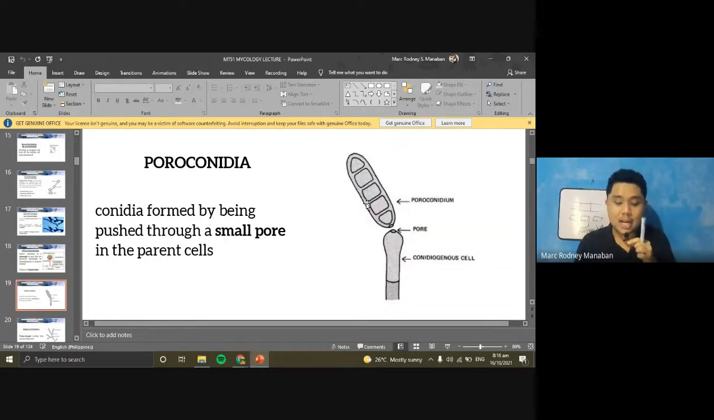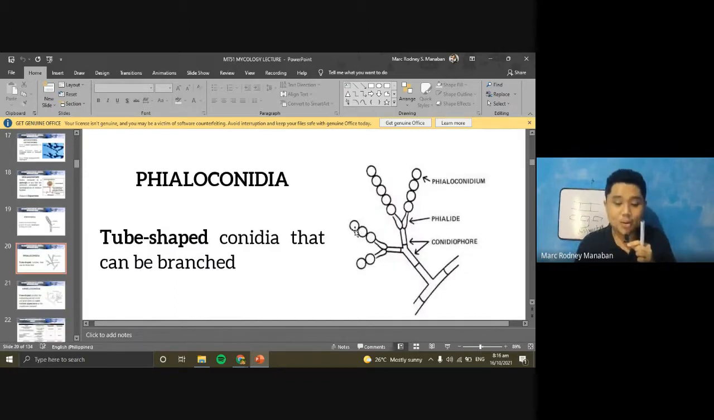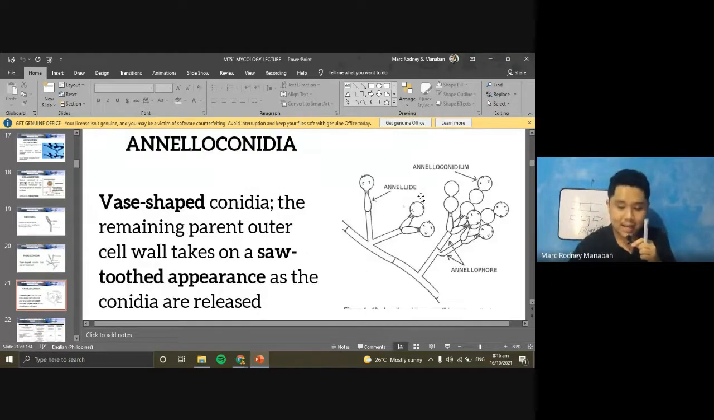Next, you have Poroconidia. These are conidia that come from a pore in the parent cells. Next, you have Phialoconidia. These are tube-shaped conidia that can be branched. As you can see, tube-shaped, growing upward in chains, and produced by a phialide. The major branch is known as the conidiophore. The larger branch is usually the conidiophore, or sporangiophore, meaning this is where it starts. If it branches into smaller ones, it could be called a phialide, as in this example, or it could be an annellide.